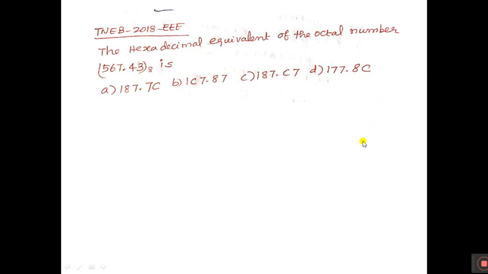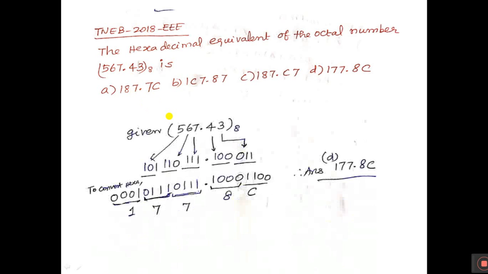You can directly convert this number into decimal, and from decimal you can write it into hexadecimal. That is one possibility. But another easy method is you can directly write this given number in terms of binary. The corresponding binary of 5 is 101, of 6 is 110, of 7 is 111, of 4 is 100, of 3 is 011. All values I wrote here in terms of 3 digits because octal is in terms of 3 digits.